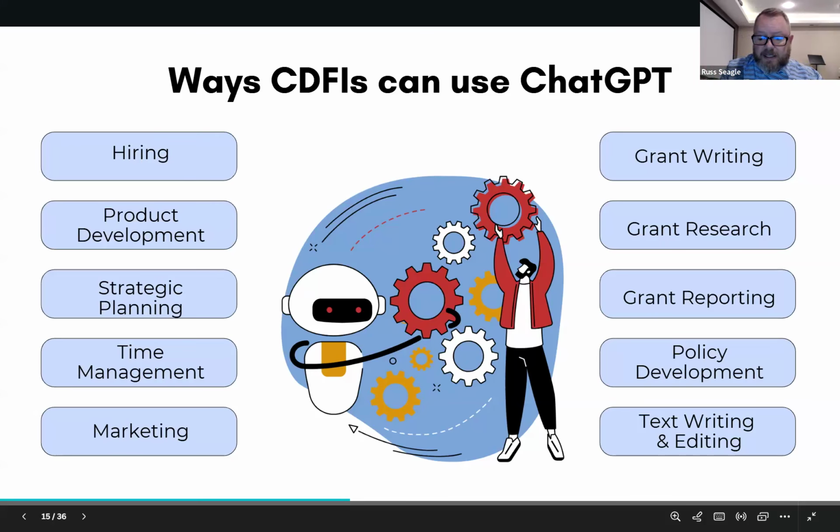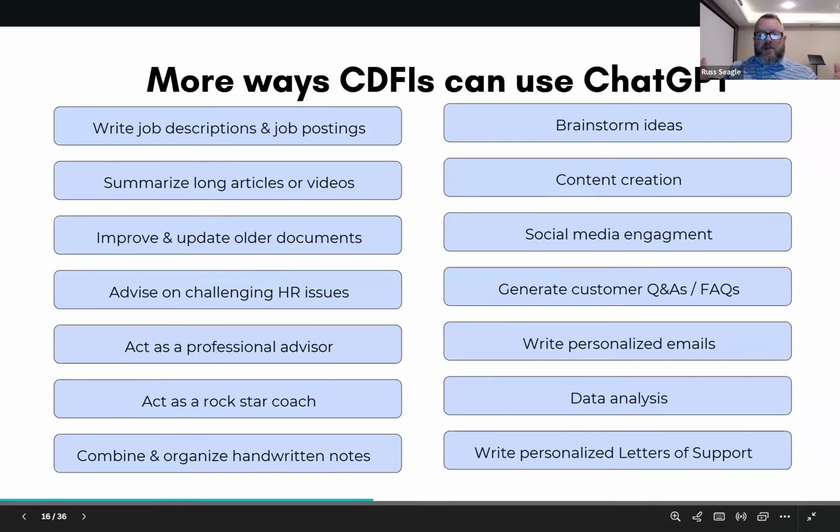Text writing and editing, this is something simple that, if you're not a great writer, you can become a better writer by letting AI write for you. And I'm going to give you one particular AI that writes really, really well. But here's some other ways that you can do it.